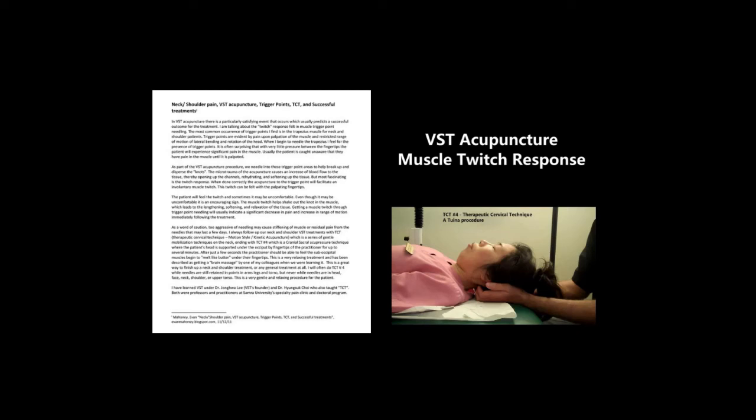I have learned VST under Dr. Jonghwa Lee, VST's founder, and Dr. Hyung-Suk Choi, who taught TCT. Both were professors and practitioners at Samra University's Specialty Pain and Doctoral Program.